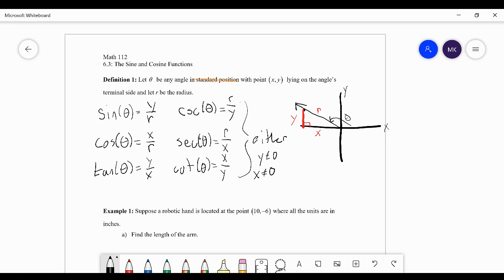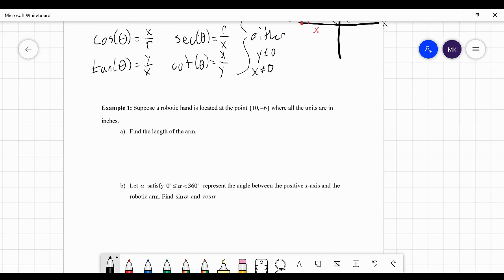Now you may be asking, what if x is 0? Or what if y is 0? Well, then we would say that these trig functions are undefined for that specific angle. It's pretty straightforward there, so it makes it really nice.